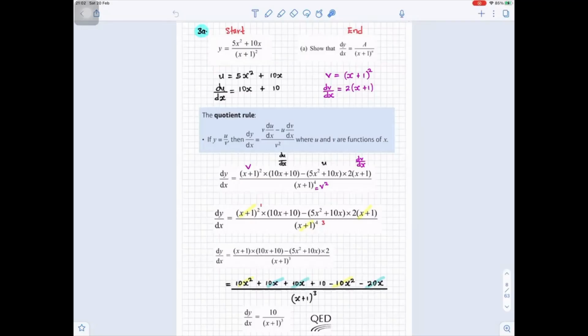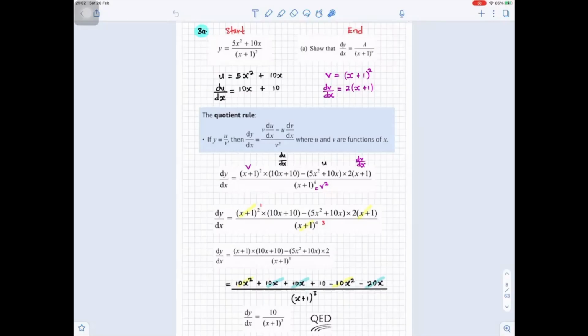Now you will write it out. (x plus 1) bracket (10x plus 10), minus (5x squared plus 10x) times 2. This x plus 1 has gone. And this will now be (x plus 1) cubed, because one of them has gone. So you're left with 3.